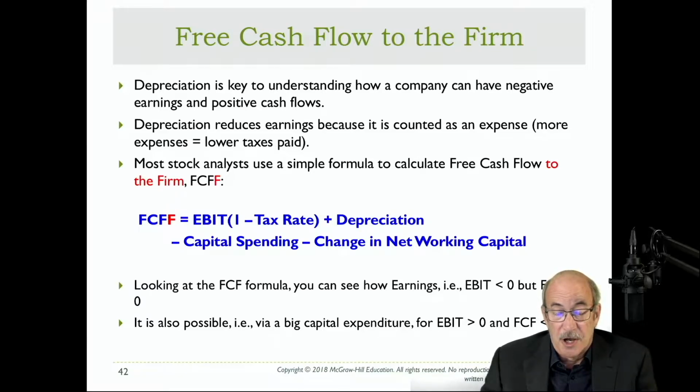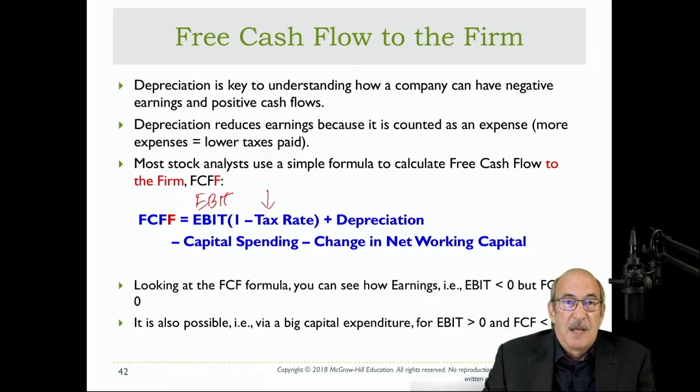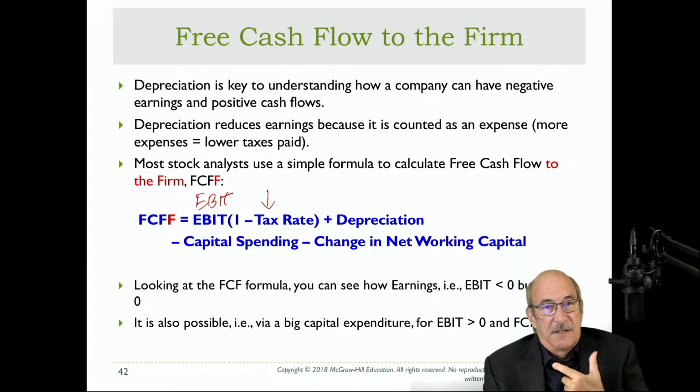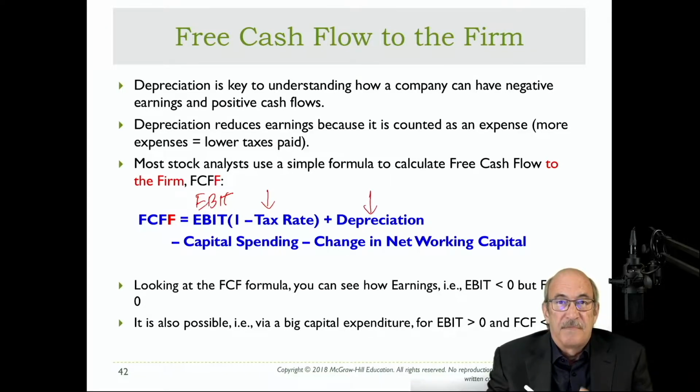So we're going to start off with EBIT, and we're going to multiply it by 1 minus the tax rate right here. And that's going to give us an after-tax EBIT, earnings before interest and taxes. Then we're going to add back the non-cash deductions that we take out of the income statement. And the key one here is depreciation. That's a non-cash deduction. We're adding it back.